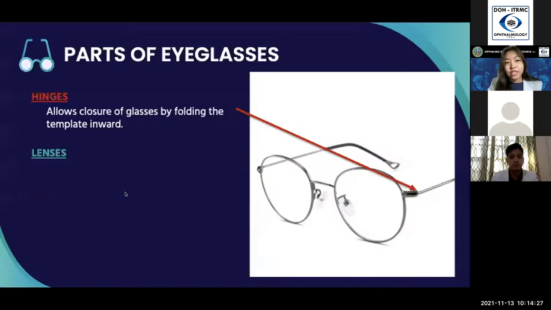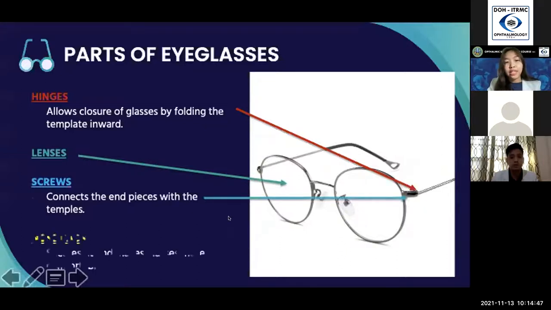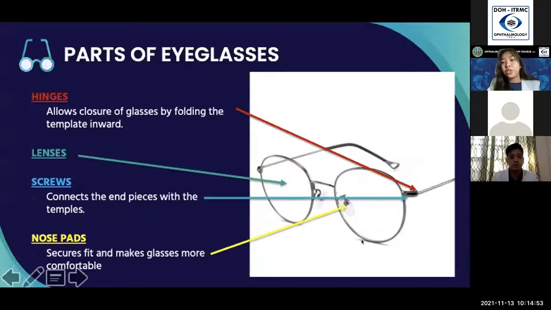Of course, the next part is the lenses. Lenses are the clear pieces of glass or plastic or other material held in place by the rims. The next part are the screws. The screws are the small metal fasteners near the hinges that connect the end pieces with the temples. So these are the screws. The next part is the nose pads. So the nose pads are the round plastic pieces under the bridge that sit on your nose that give a more comfortable and secure fit to your glasses.